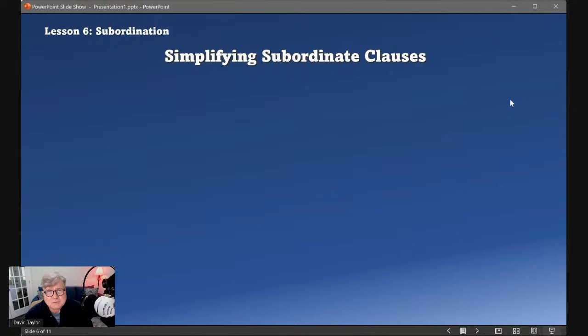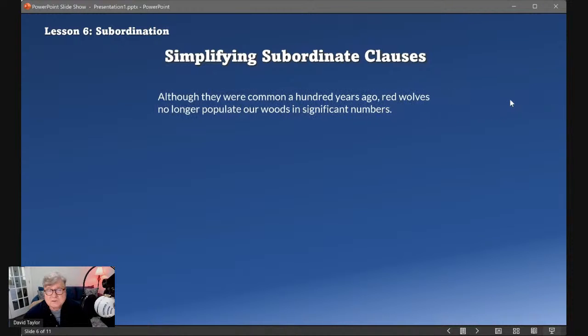Another important aspect of subordinate clauses is the ability to simplify them. Subordinate clauses, if you use a lot of them, can seem kind of wordy unless you bring them down to their most simplified form. And let me show you how to do that. Here's a subordinate clause: although they were common 100 years ago. There's your subordinate clause. It is attached to this main clause: red wolves no longer populate our woods in significant numbers.